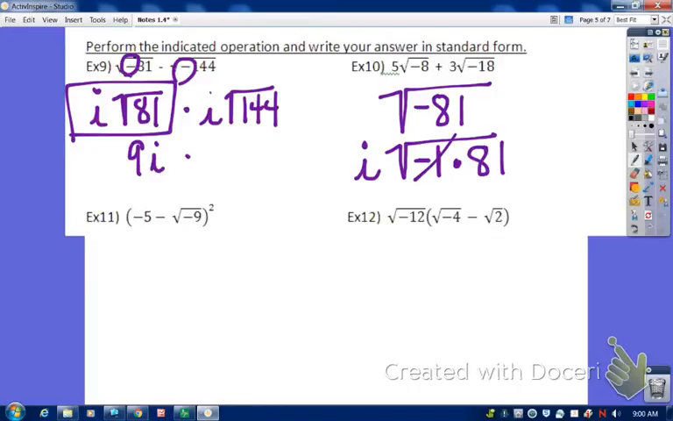Go to the next one. Is 144 a perfect square? Yep. What's the square root of 144? What's 12 times i? 12i.